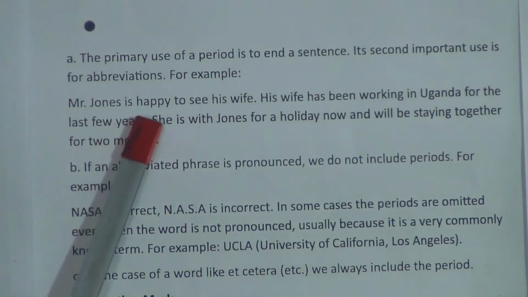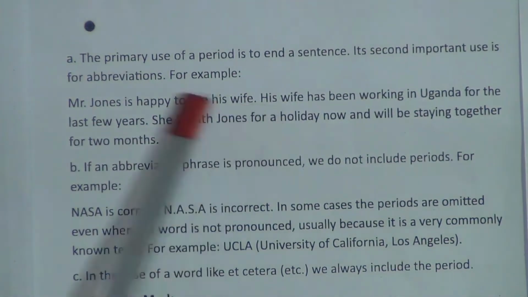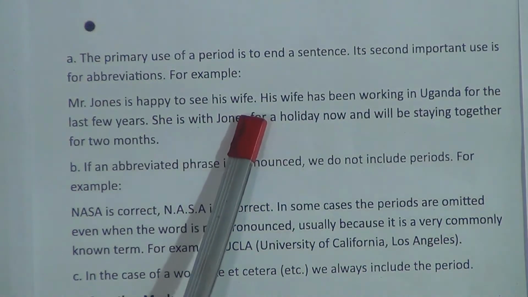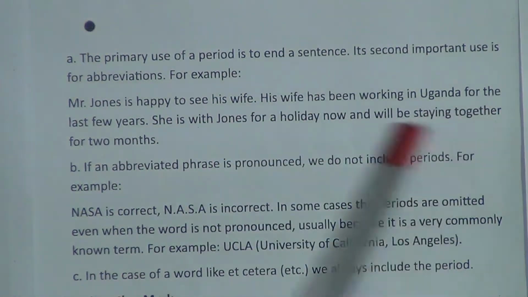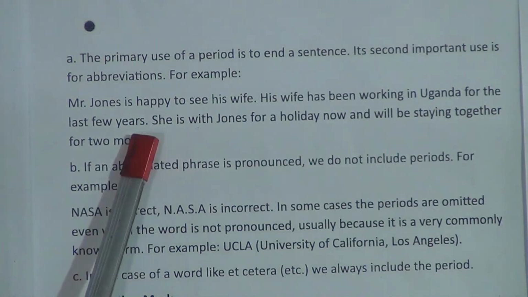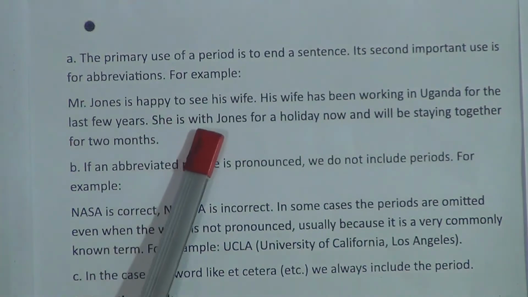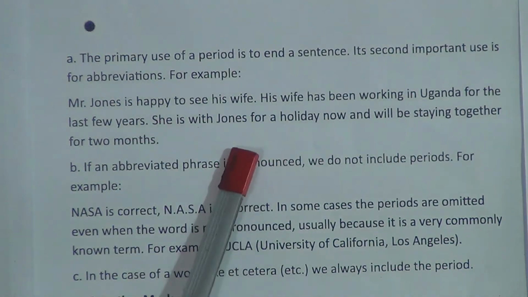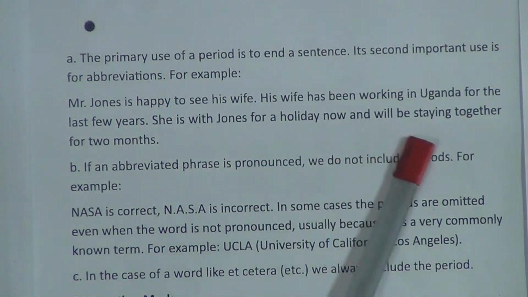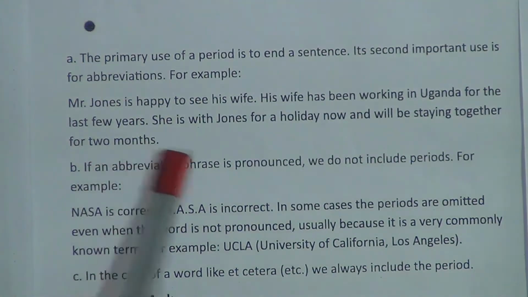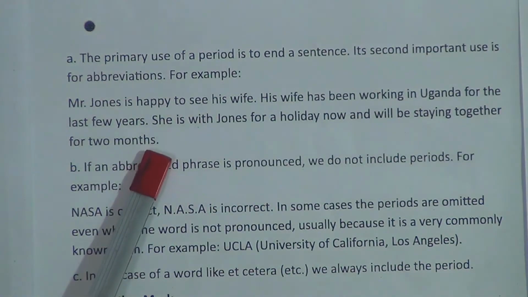Mr. Jones is happy to see his wife. This is a complete sentence. Now we put a full stop there. His wife has been working in Uganda for the last few years. Again there is a full stop because the sentence is complete. She is with Jones for a holiday now and will be staying together for 2 months. So we complete our sentence and we put a full stop.